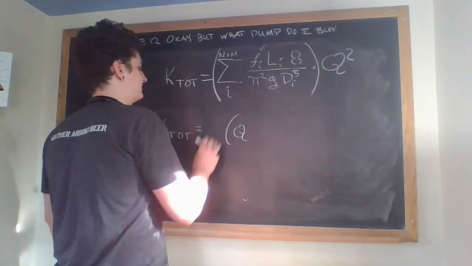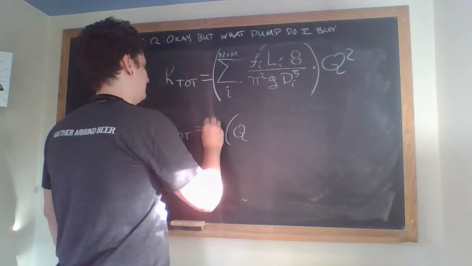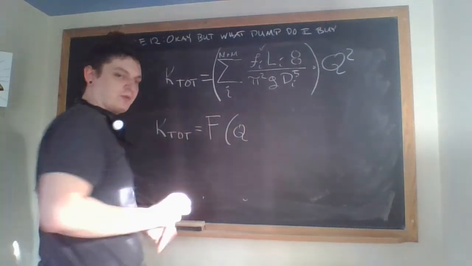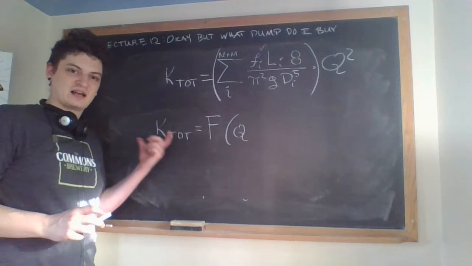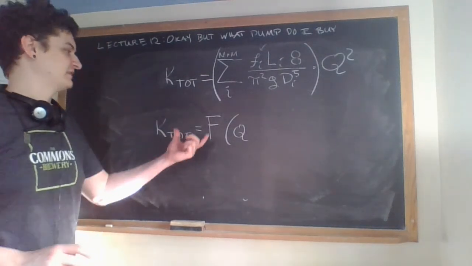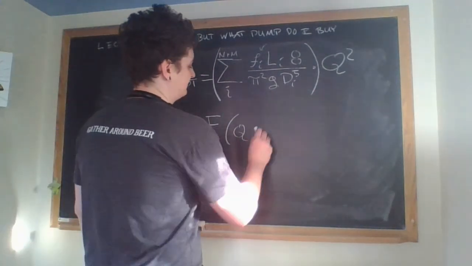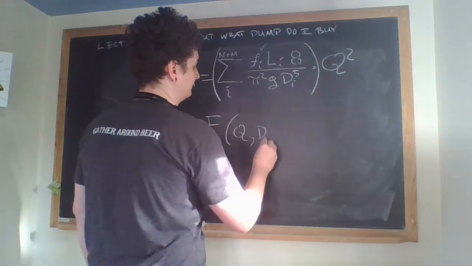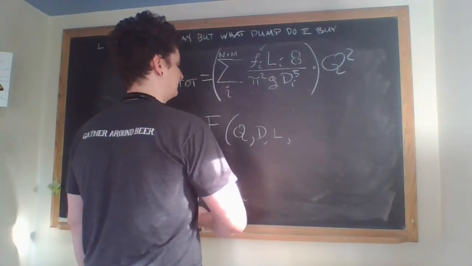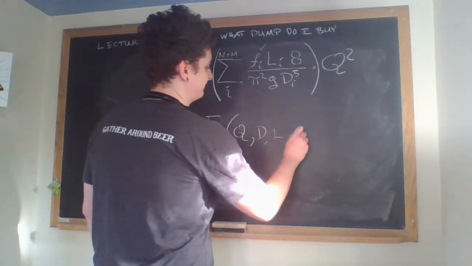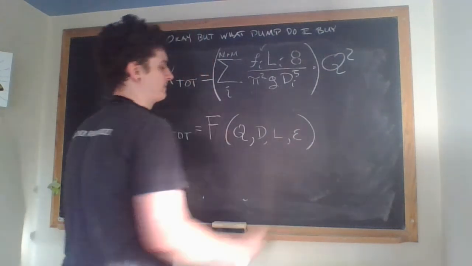So maybe not Darcy. I should maybe give a capital F for a function. Just the idea that the total fluid resistance that comes up in this system curve, it's a function of the flow rate. It's a function of the diameters. It's a function of the length of the pipe. And it's a function of roughness of the pipe.